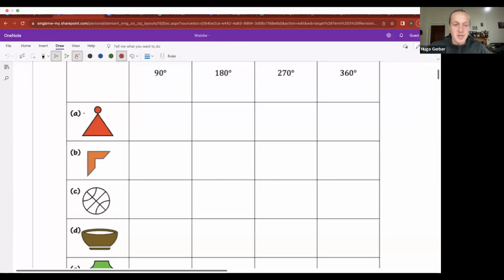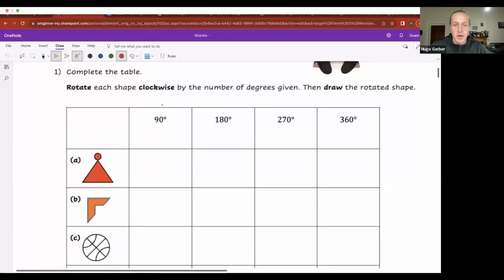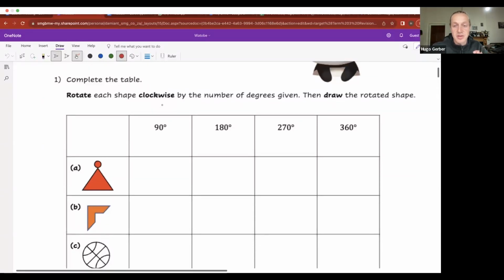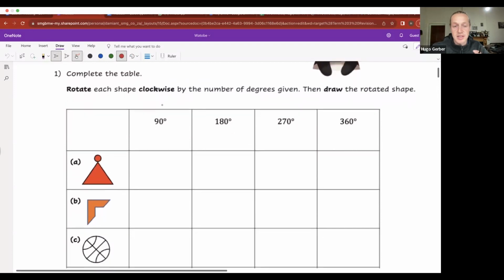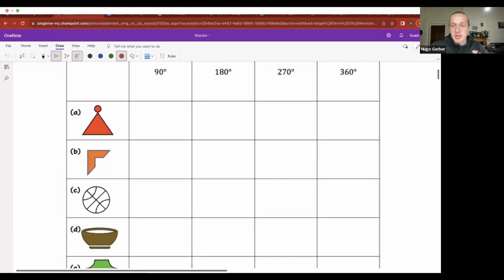Okay, guys, I'm going to start with number A, this little triangle with the circle on top. Let's just make sure we know what to do. Rotate each shape clockwise by the number of degrees given, then draw the rotated shape. All right. Okay, I have a question.